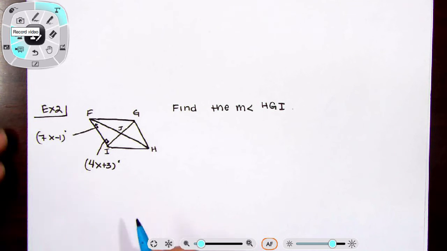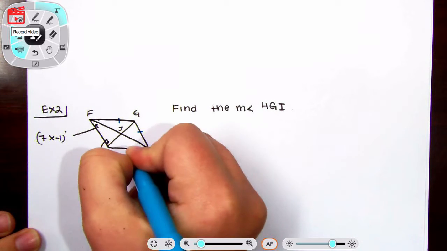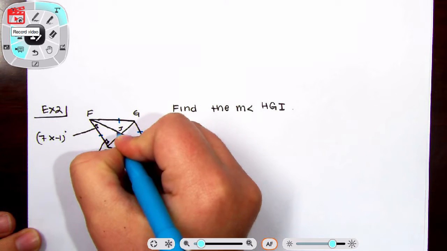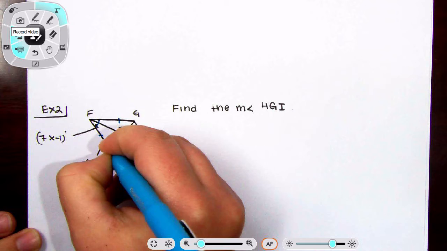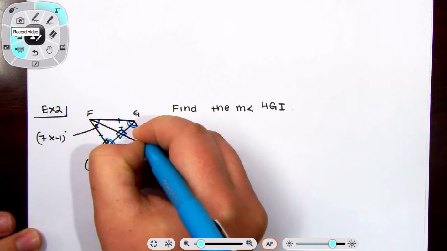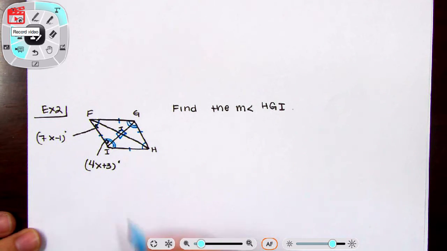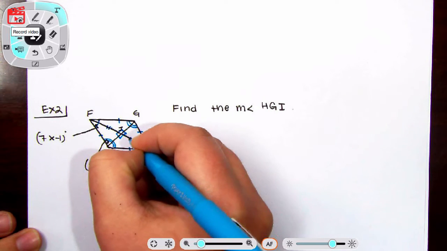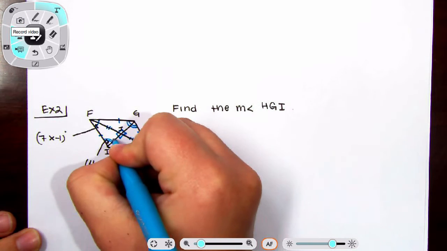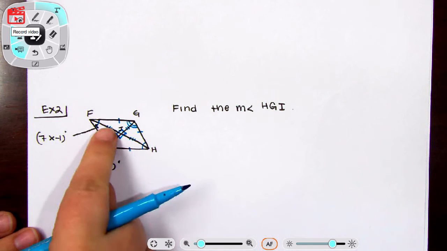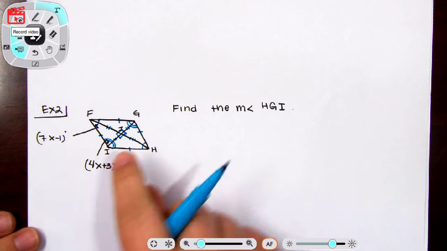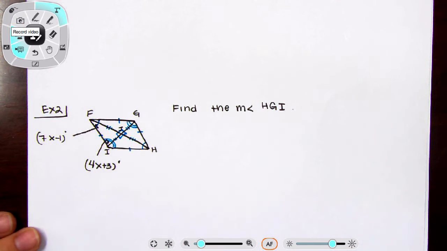Again, this is a rhombus. So I have all four sides congruent. I know they meet at 90 degrees. I know that opposite angles are congruent. I know that consecutive angles are supplementary. I know that diagonals are congruent. Diagonals are not congruent, excuse me. Diagonals bisect each other, which means each side, this one and that one, is congruent, and then this little one and this little one are congruent. And I believe that is it.